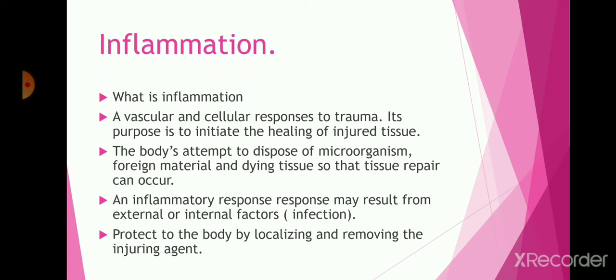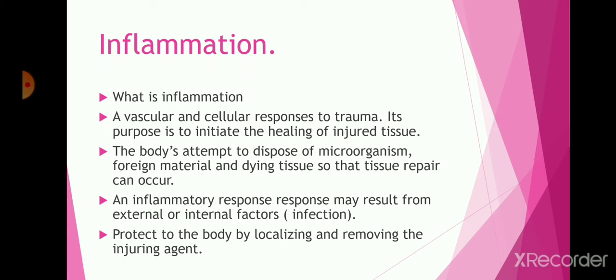It protects the body by localizing and removing the injuring agent, because the injuring agent can make the tissue or skin more injured or more ruptured. So inflammation tries to eliminate that foreign substance or material so that it can heal that part of the body of the organism. So inflammation protects the body against the injuring agent.